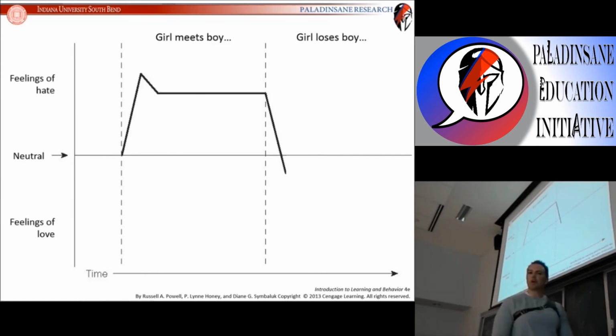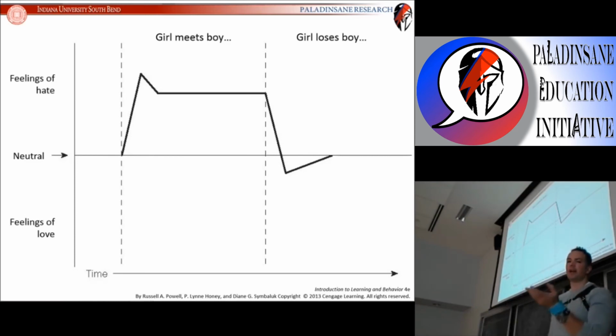So girl loses boy for the first time, and right here is where she's thinking to herself, you know what? Maybe he wasn't so bad. And then she gets back to the point where she's like, I don't care either way. So, girl hates boy. After she meets him, he does something bad. Feelings of hate go away. Overshoot, maybe he's not such a bad guy after all. Goes back up to, doesn't think of him one way or the other.